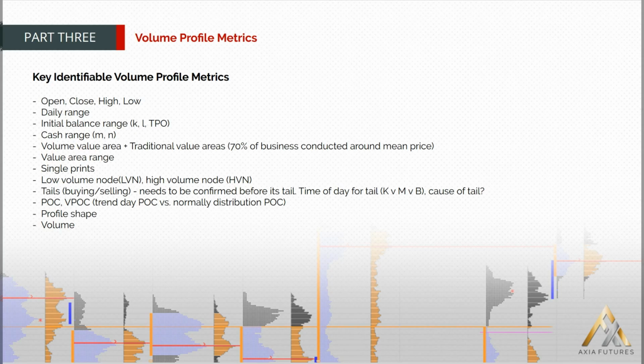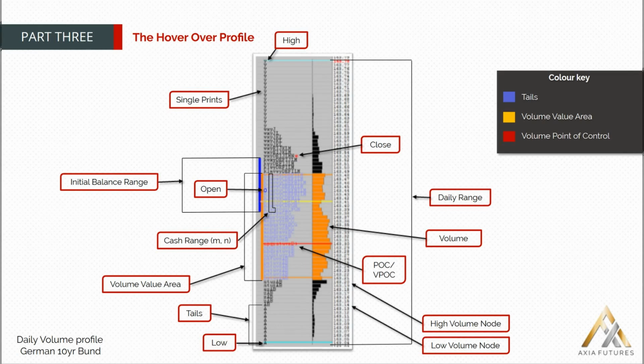The volume is merely how much or how many contracts are transacted at each price over the course of the day. Let's now move on and have a look at a basic volume profile. Now that we've dealt with each one of the individual metrics, let's see what they look like in a volume profile and where you can find them.